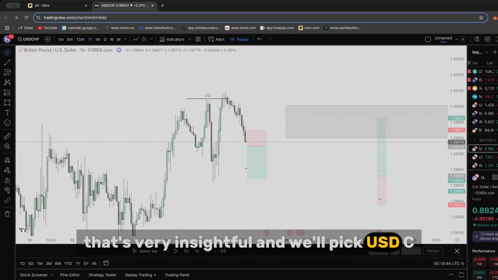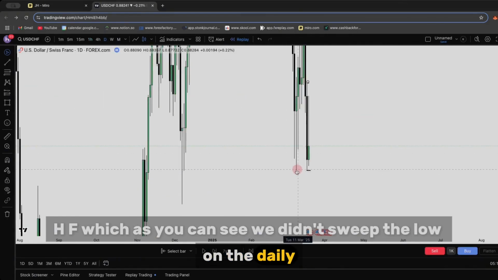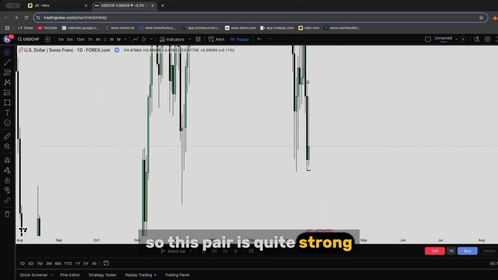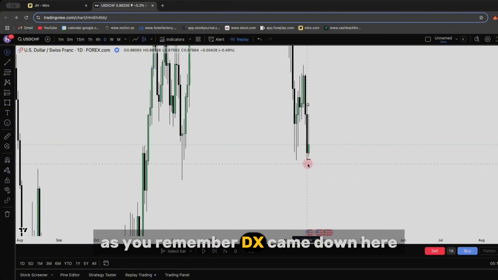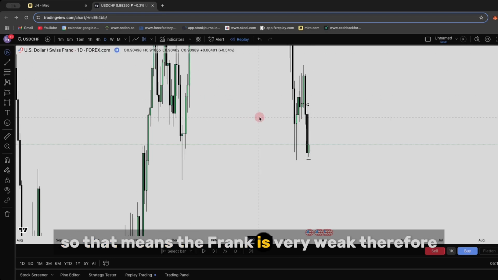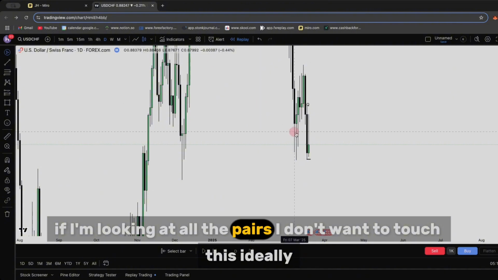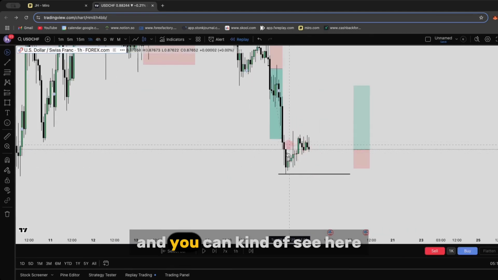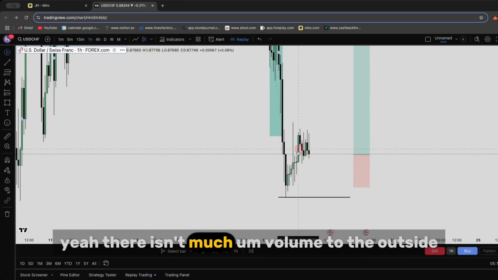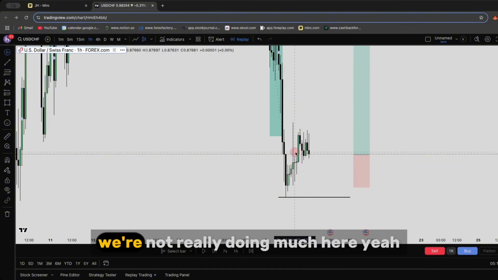And we'll pick USD CHF, which, as you can see, we didn't sweep the low on the daily, so this pair is quite strong, which means it's not too aligned with DXY, because as you remember, DXY came down here, so that means the franc is very weak. Therefore, if I'm looking at all the pairs, I don't want to touch this, ideally. As you can see on the 4 hour, we failed to take this, and there isn't much volume to the upside. We do have this fair value gap. It's kind of been respected, but price is consolidating. We're not really doing much here.